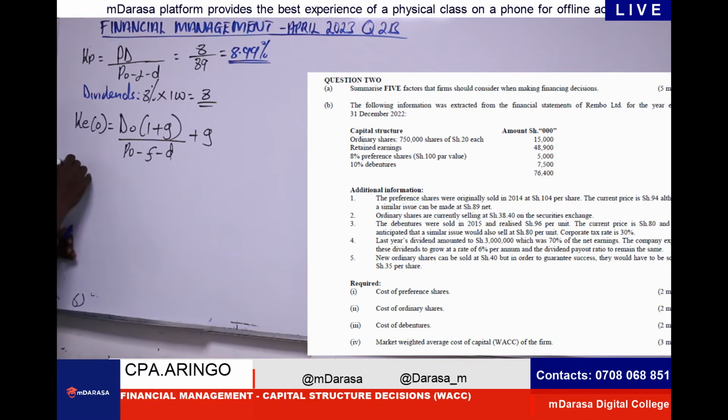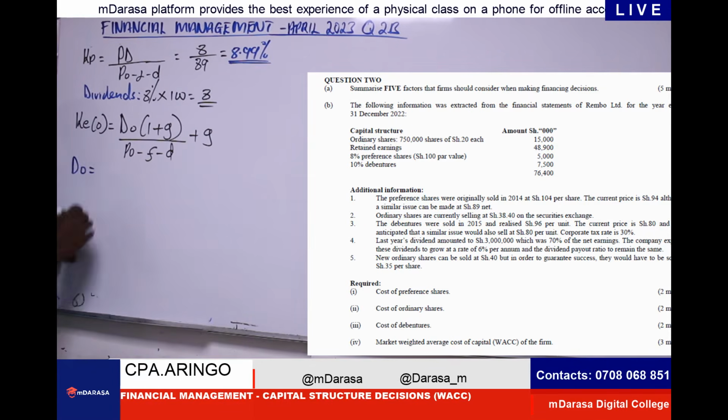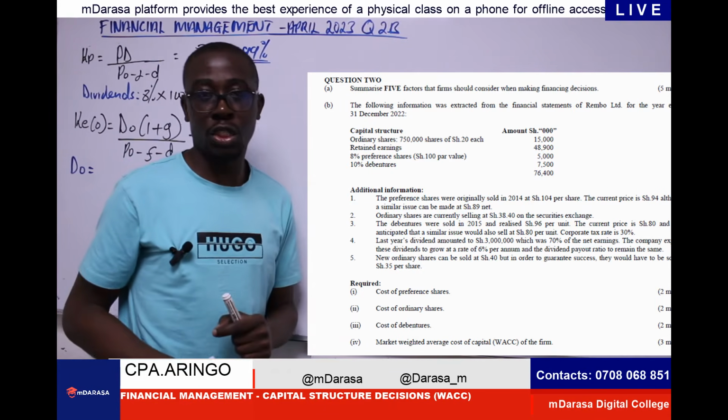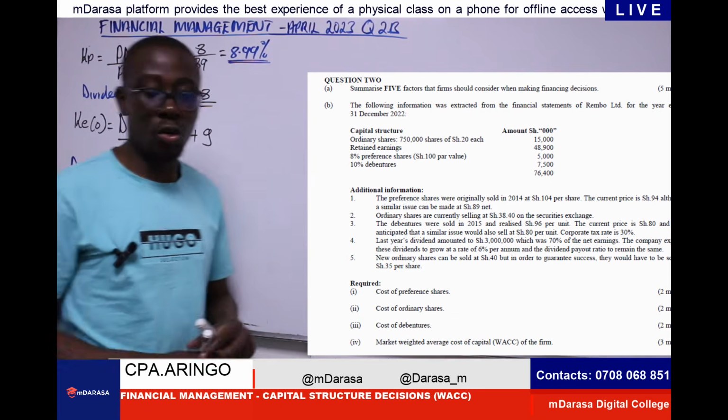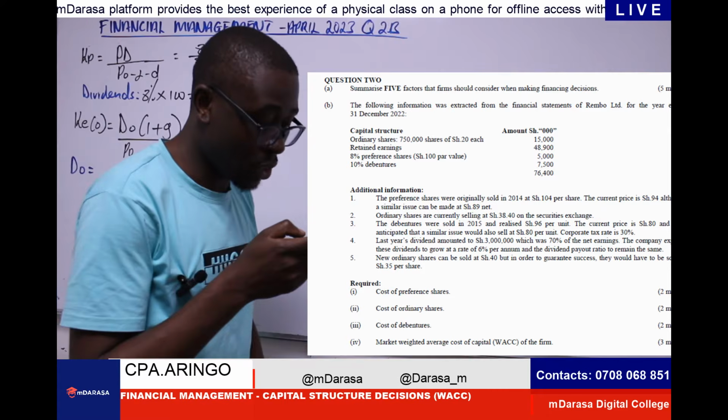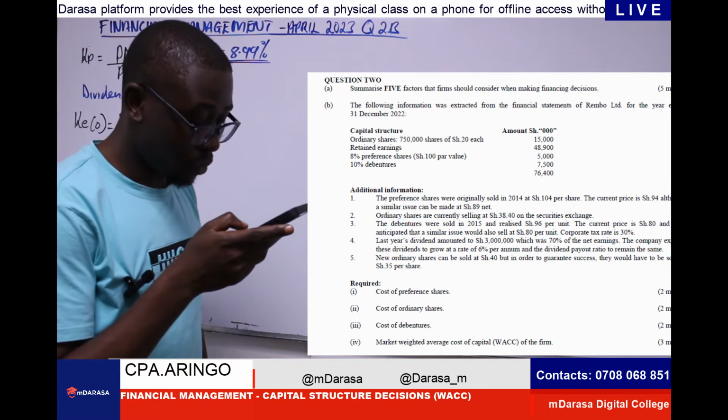At this point, the D0 simply means the dividends per share, the dividends that we just paid, or the current dividends per share. Do we have this D0? I want us all to take our eyes to note number 4.